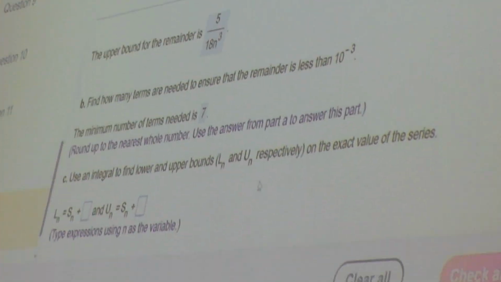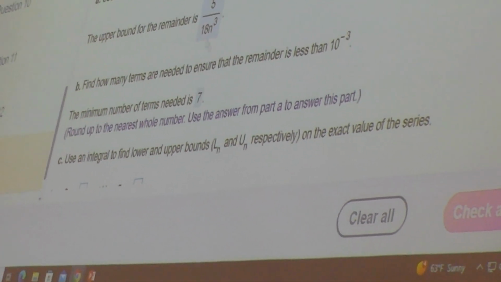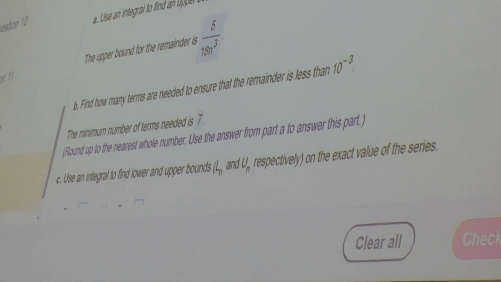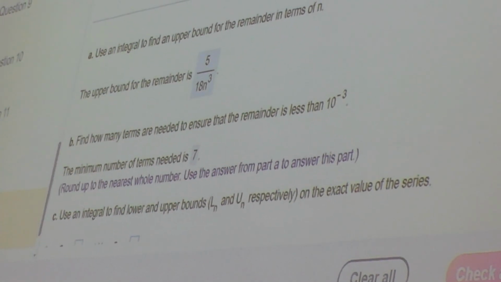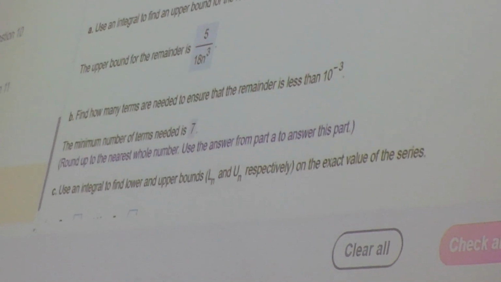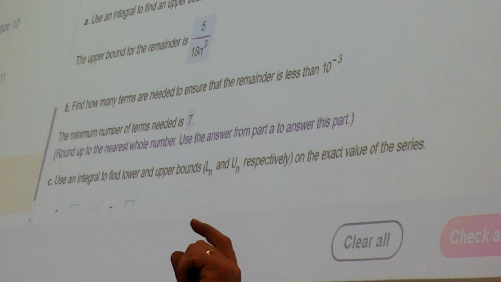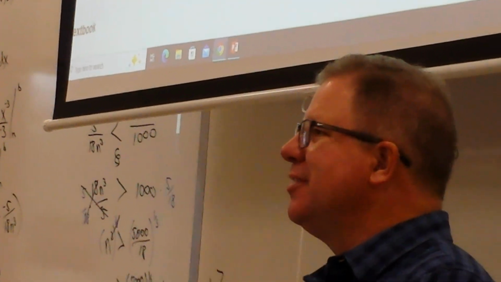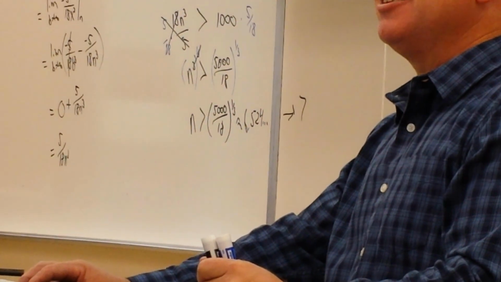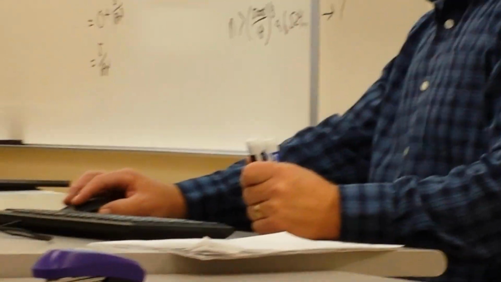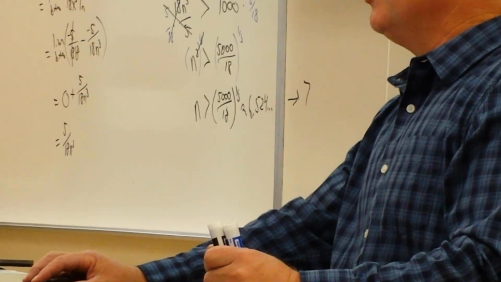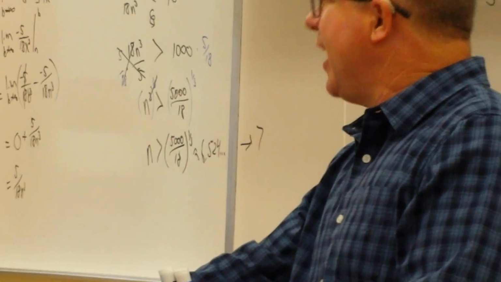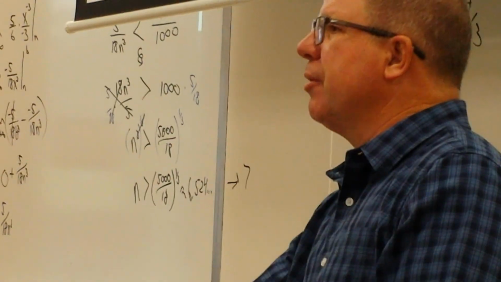Now let's think about what that means. That means if we add the first 7 terms of this series, our result will be within 1,000th of the actual sum. That's pretty good, isn't it? Just adding the first 7 terms will give us a result within 1,000th of the actual infinite sum here. Okay?